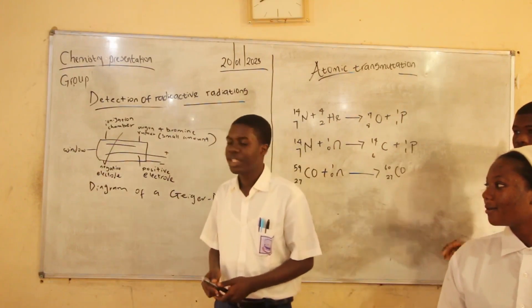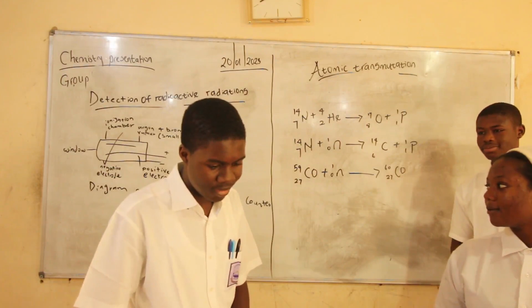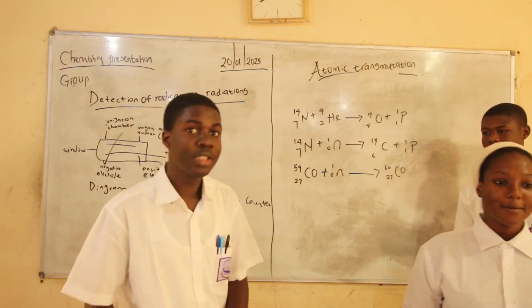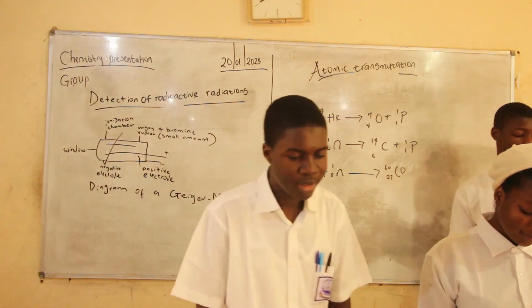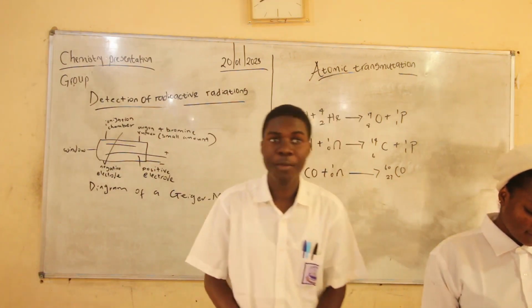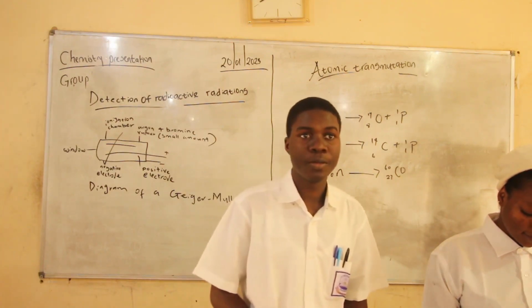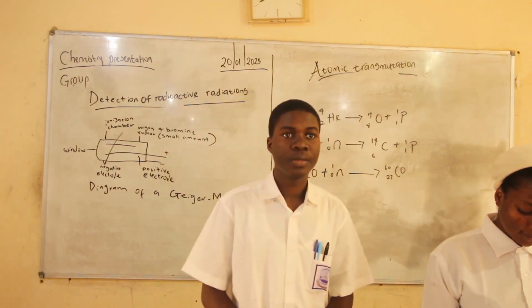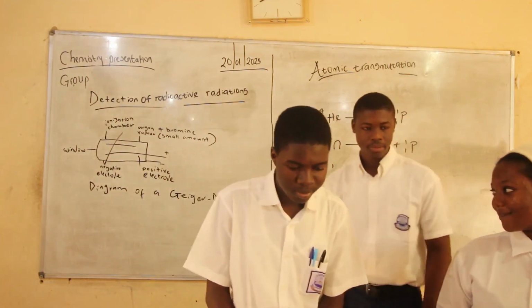This is the scintillation counter. Good. And the diffusion cloud chamber. Yes, the diffusion cloud chamber is used in detecting individual alpha and beta particles, which go through condensation of water vapor. That's very good. All right, thank you.